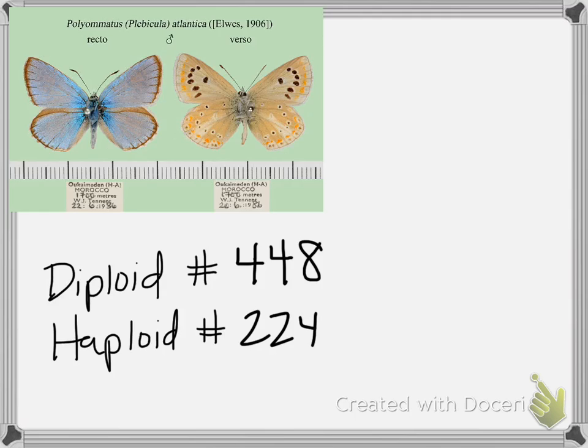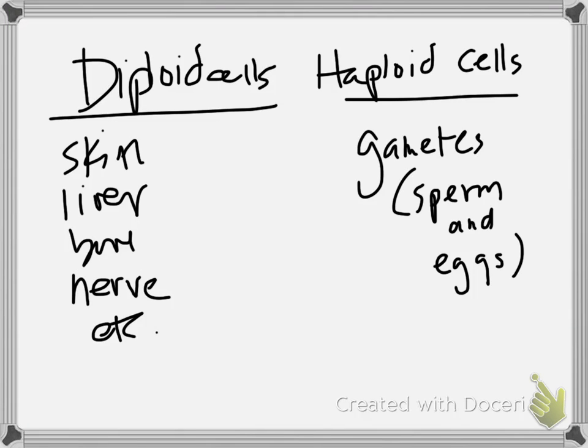We got diploid cells, we got haploid cells. Skin, liver, bone, nerve, kidney, muscle. And I have to tell you that your cells are not living a real interesting life. No matter how interesting your life is, your cell's life is not real interesting, and that's actually what you want.